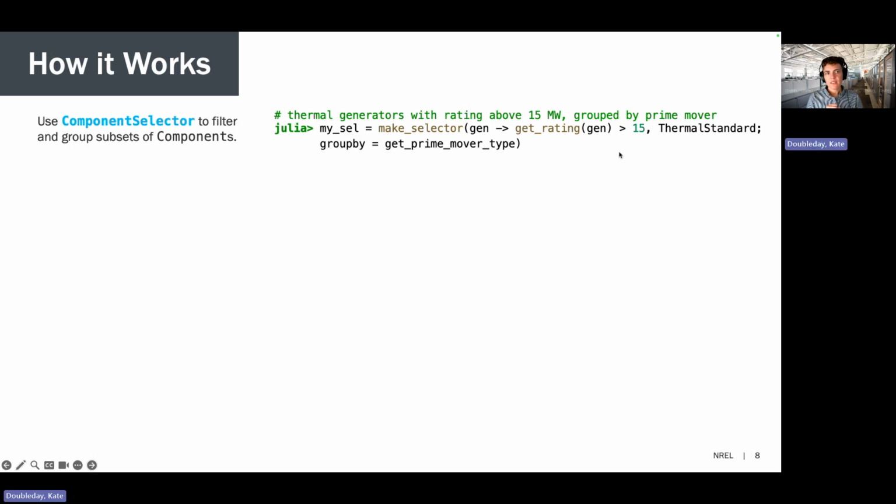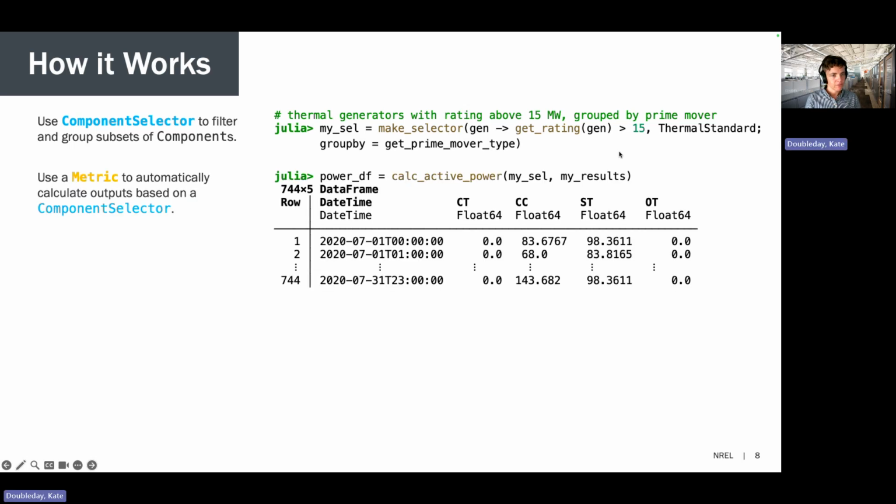Once you've defined that selector, you select your metric and calculate it. So in this case, I want to calculate the total active power from all of my thermal generators that are larger than 15 megawatts grouped by their prime mover. And so for every time point, we can see that sum for combustion turbines, combined cycles, etc.